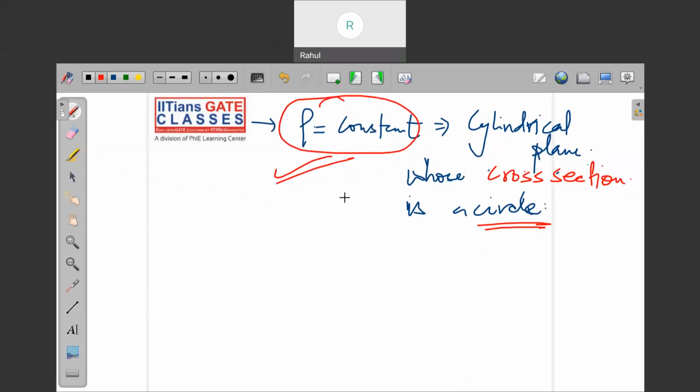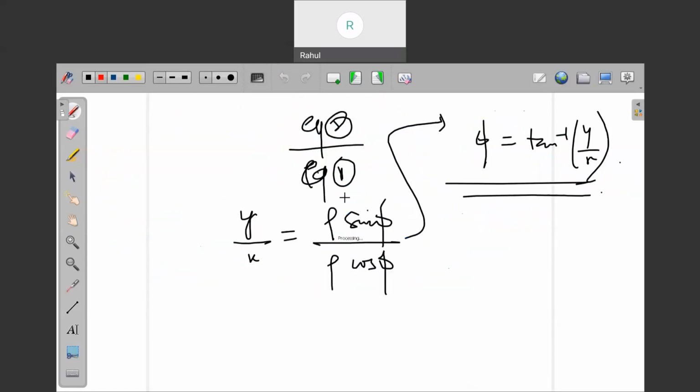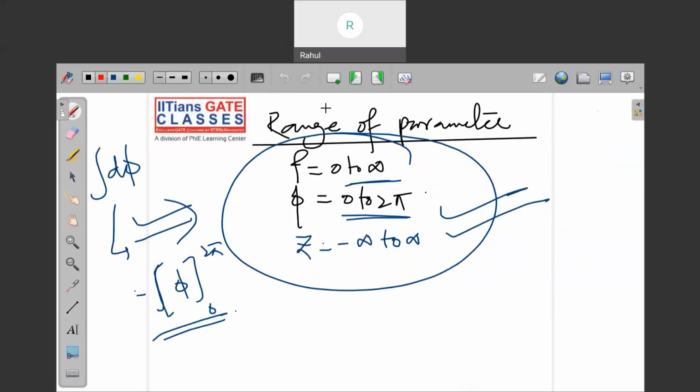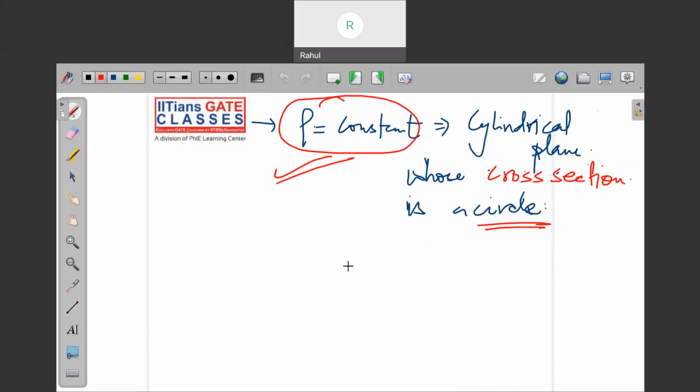And your phi cap is what? The unit vector projected normal to the rho equal to constant plane, or you can say normal to the z axis. So this vector is normal to the z axis if rho is constant. And the cylindrical axis will be coinciding with the z axis, so you can write here as well, whose axis coincides with z axis.